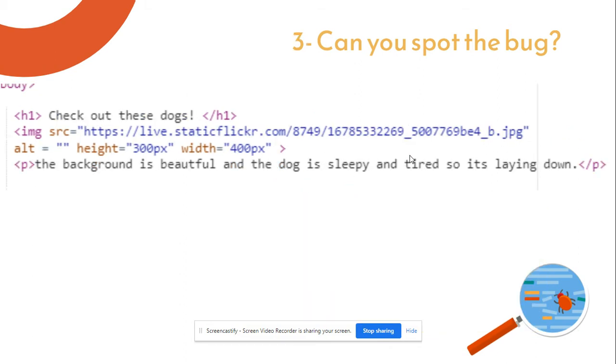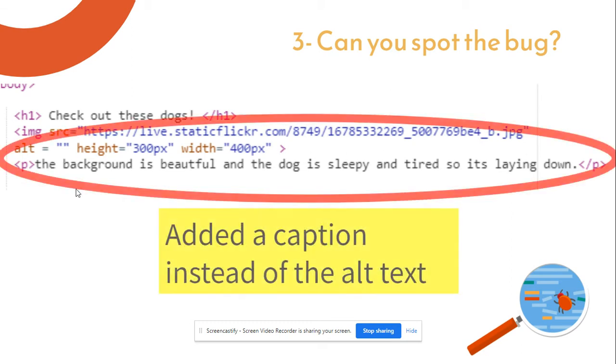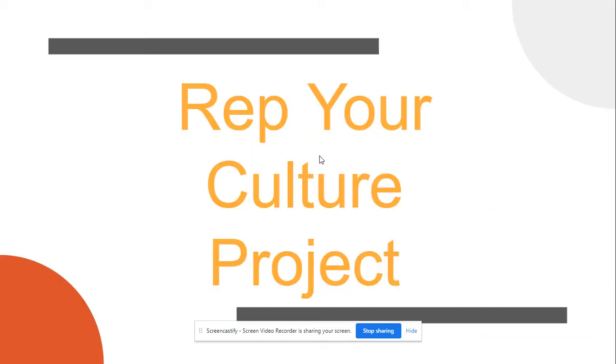Next up. This is a common mistake from yesterday's classwork. This student has added a paragraph at the end to describe the image, but didn't actually fill out the alt. So yeah, this is a great description of the picture, but the actual description should go in the alt. This would be just a little caption underneath the image itself.